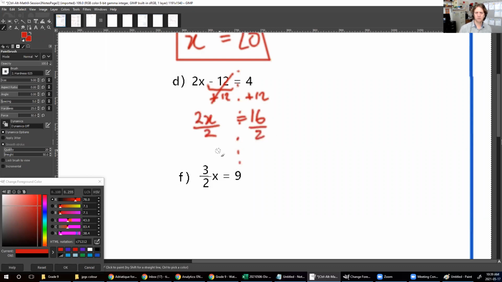2 divided by 2 just gives me 1, or 1x. 16 divided by 2 gives me 8. And apologies for not making really enough room here.